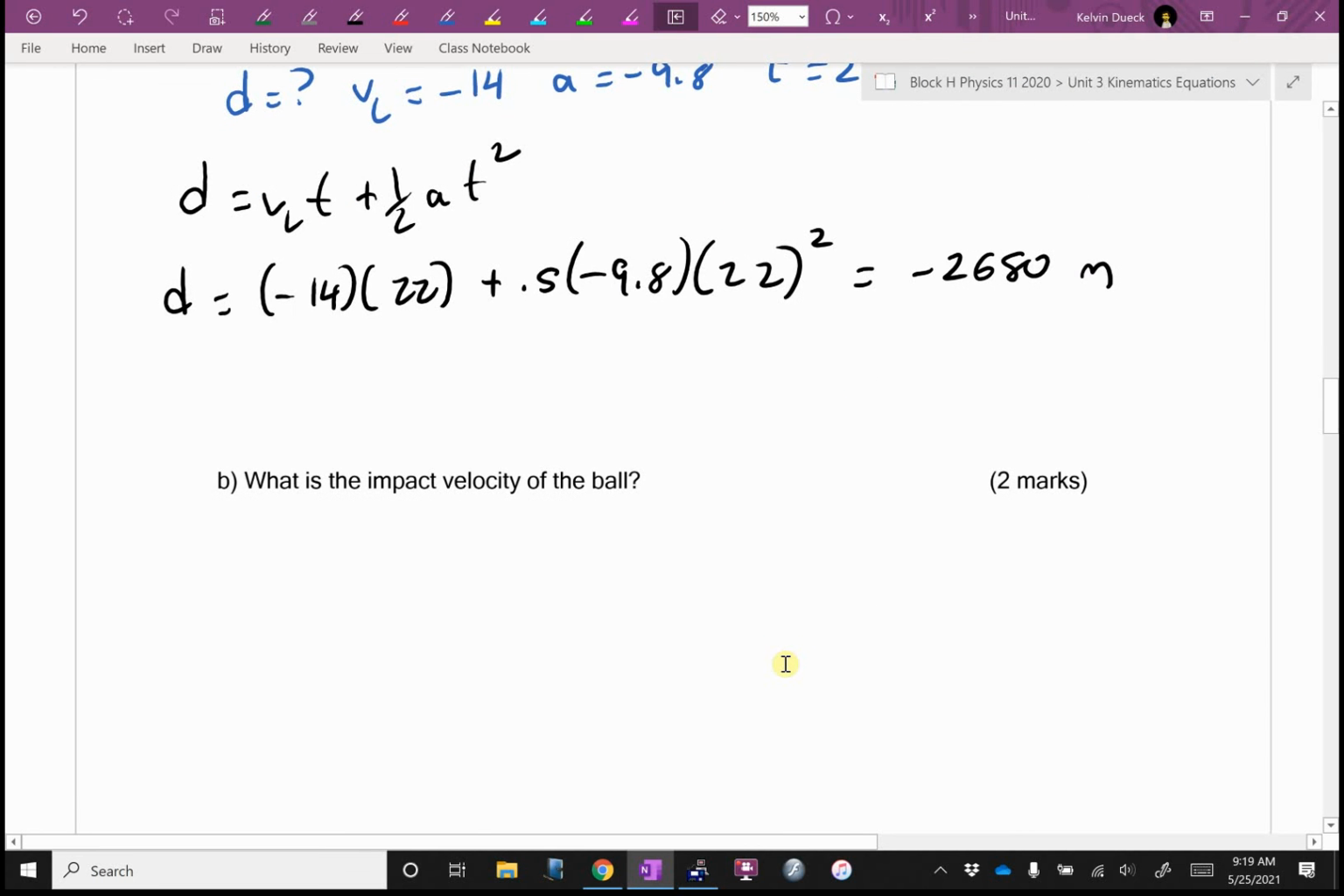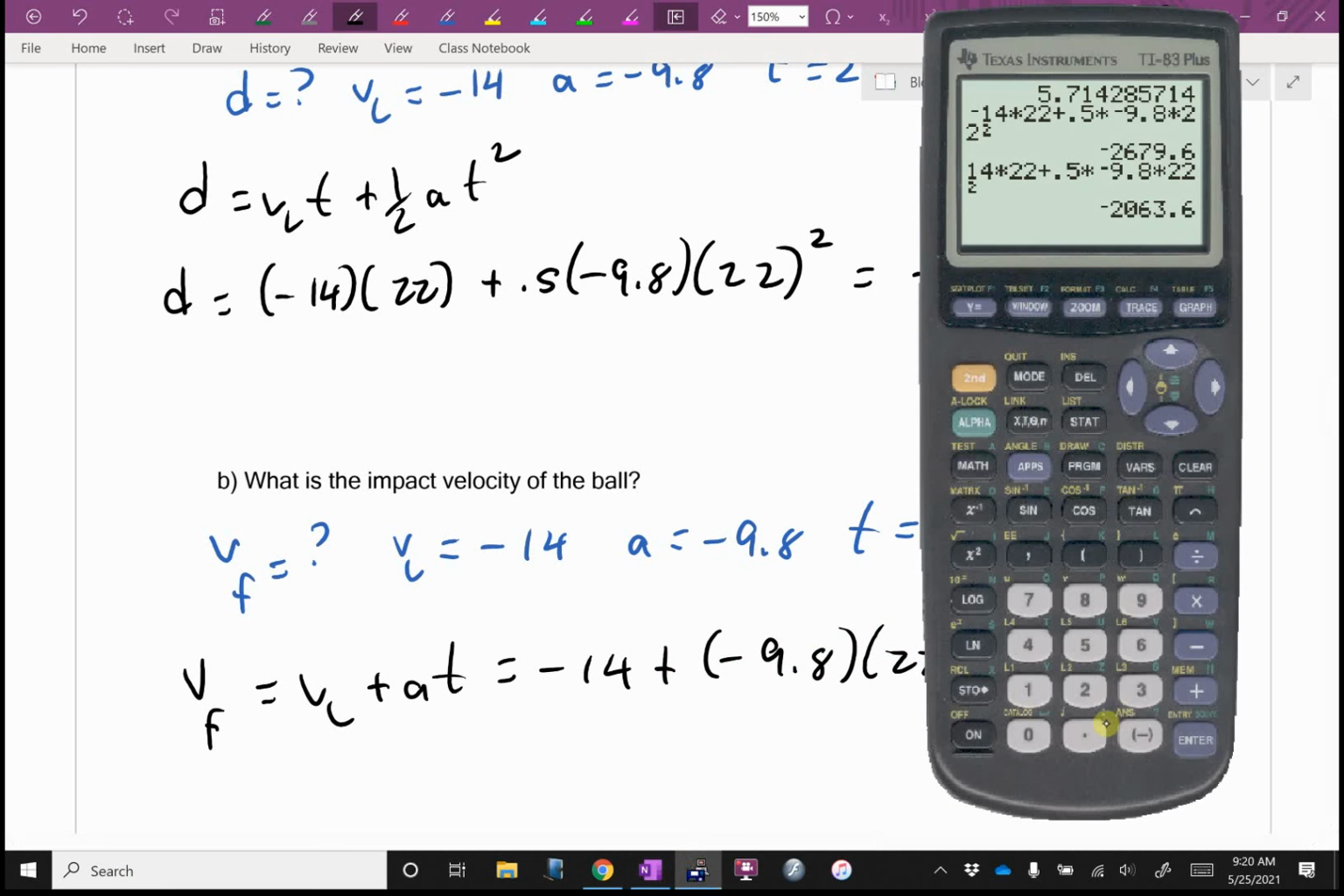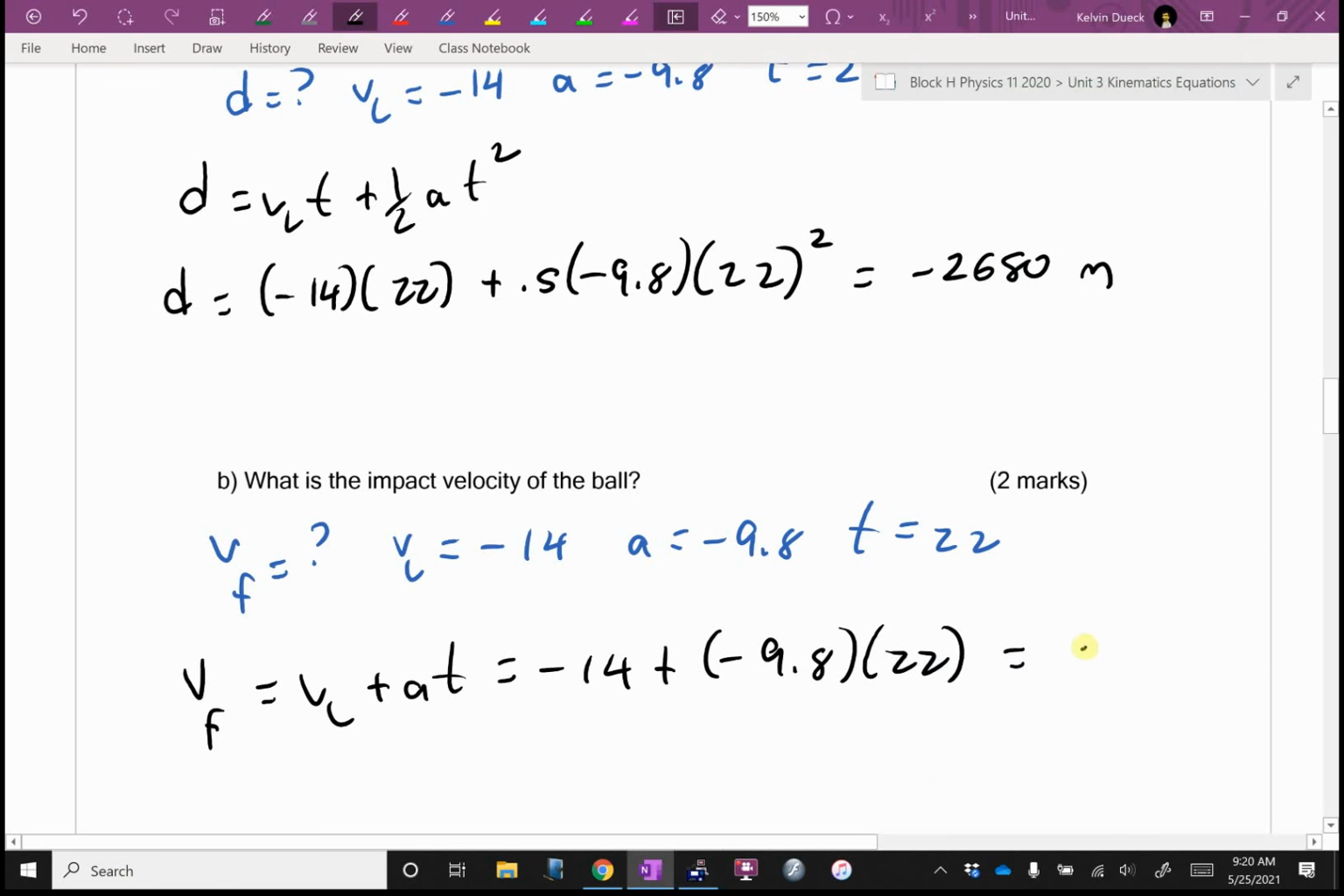What's the impact velocity of the ball? So again, this one's going to ask me to find V final. Those of you that made V initial positive 14, you'll get 1.5 out of 2. But for now, VI is negative 14, A is negative 9.8, T is 22. And again, this is the same as 1B. It's just that VI doesn't cancel this time. It's going to be negative 14 plus negative 9.8 times 22. I got negative 230. Same.